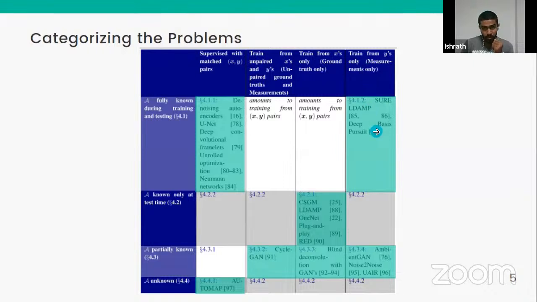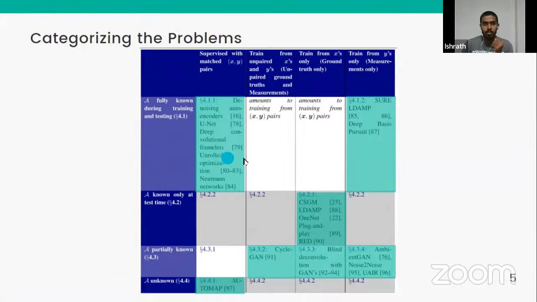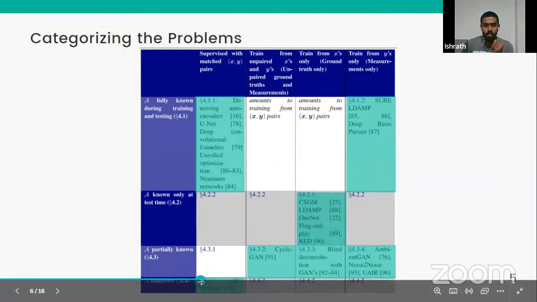So this paper summarizes the approaches to solve these kinds of problems. These highlighted are the ones that they talk about in this paper. Let's summarize these one by one in the future slides.